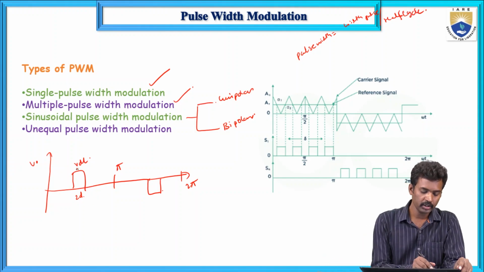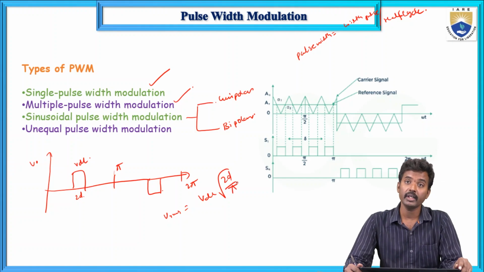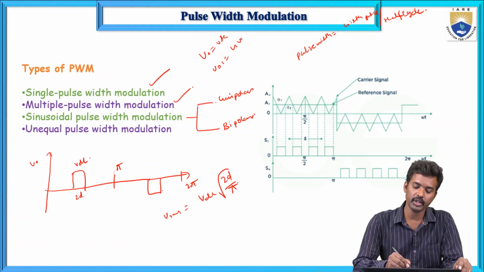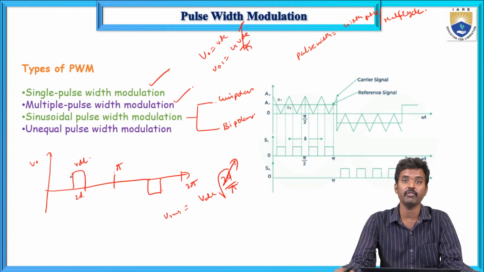So here the width of pulse is 2D, this is half cycle up to pi, and 2D is your pulse. Now what about your output RMS voltage? V0 RMS equals VDC times the square root of 2D by pi. But in the previous case, the single phase full bridge inverter, the output RMS voltage equals VDC and V01 equals 4 VDC by pi. So this is fixed, we cannot change it, but here it is variable. Pulse width we can vary.